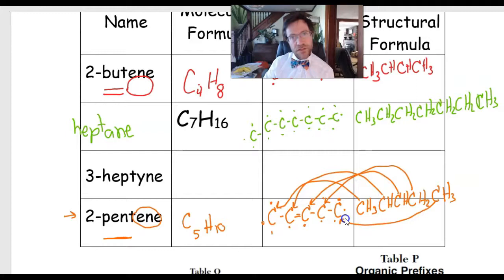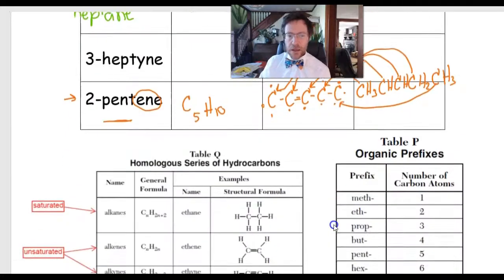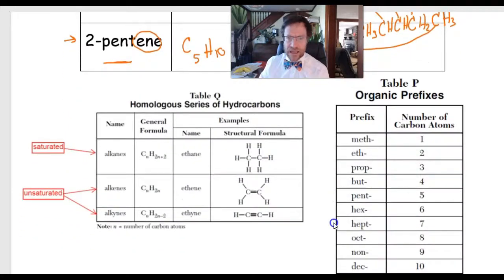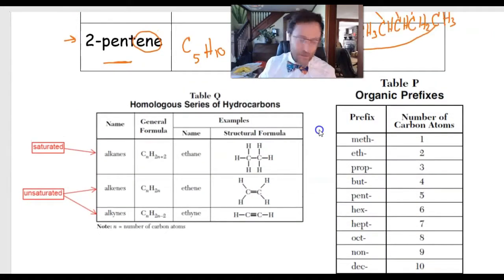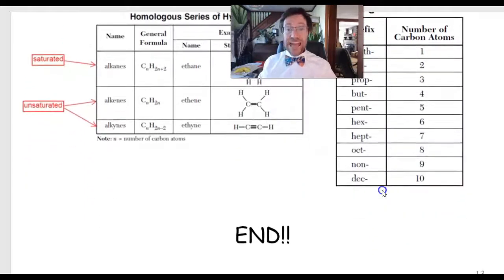You feel how this works? I hope you're getting it. And what I really want to say again is, don't memorize these things. It's too much to memorize. Who wants to memorize? So just get out your reference table, keep it in front of you. Remember, single bonds are saturated. Double and triple bonds are unsaturated, and these are your prefixes. That is it for today.